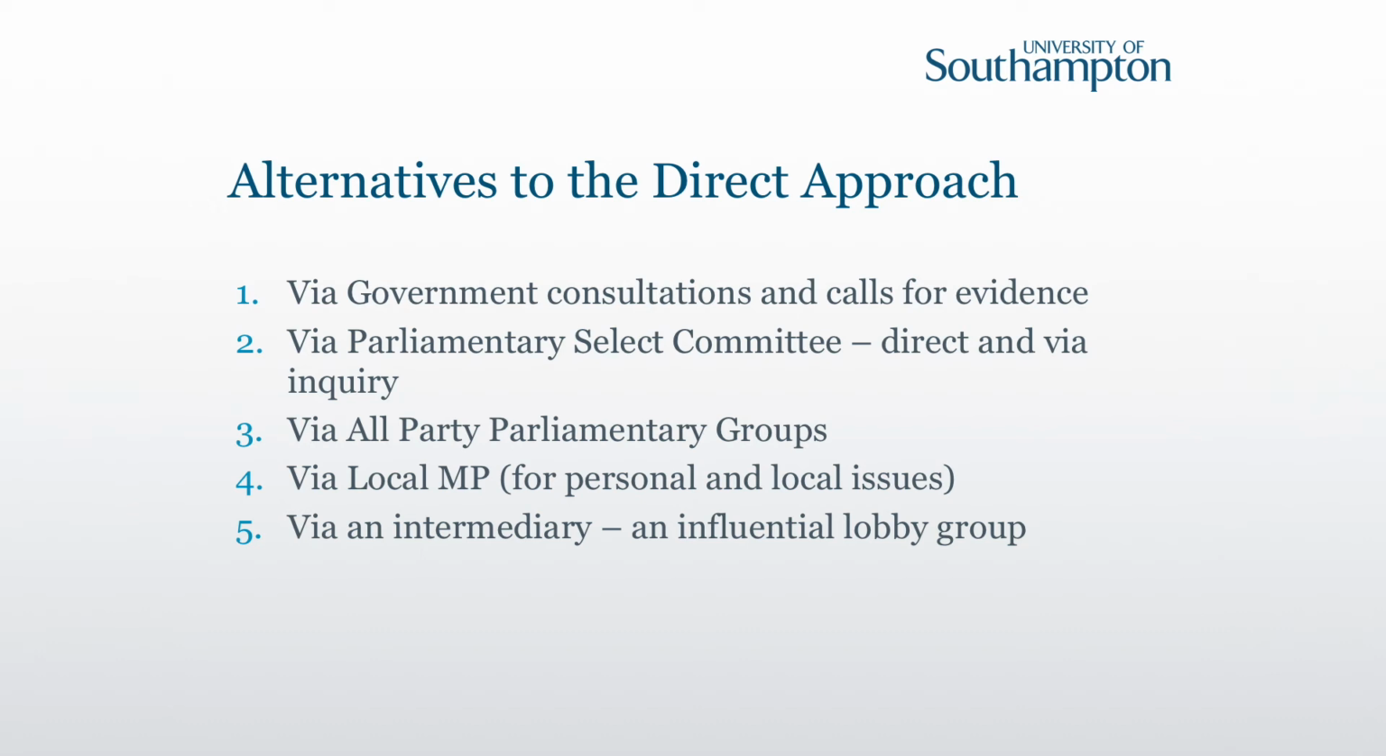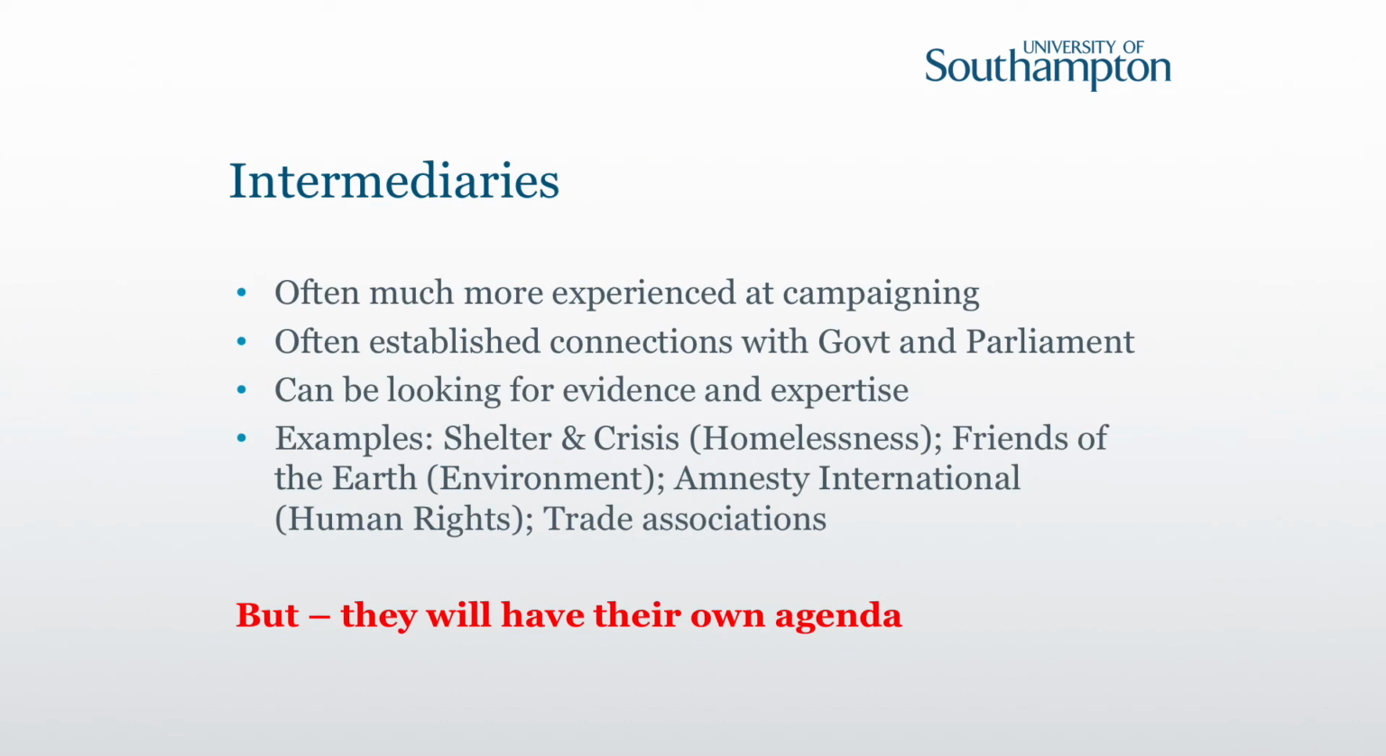And the last thing is intermediaries. So we don't spend our life actually trying to influence government. We spend our life trying to teach and do research. But there are people who do spend their lives trying to influence government. And these are NGOs, typically. And they're often single-issue NGOs. And they're very good at what they do.